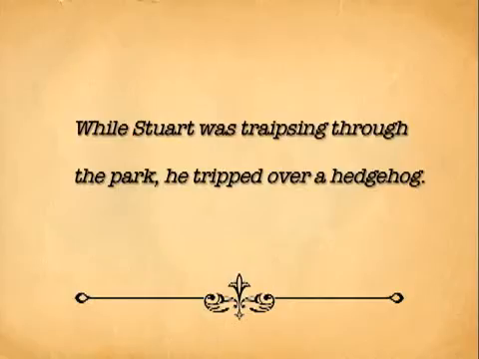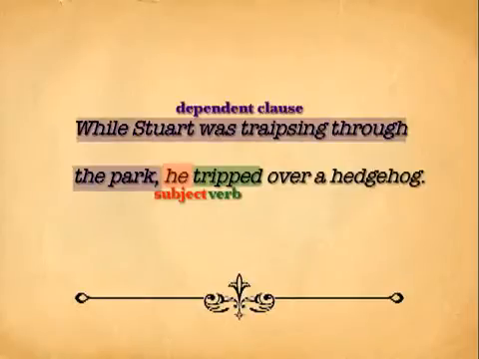So let's give it an independent clause so that the whole thing makes sense. While Stuart was traipsing through the park, he tripped over a hedgehog. He is our subject, tripped is our verb, and the dependent clause at the beginning of this complete sentence, while Stuart was traipsing through the park, gives us a little bit of additional information and lets us know when and where Stuart was when he tripped over this notorious hedgehog.